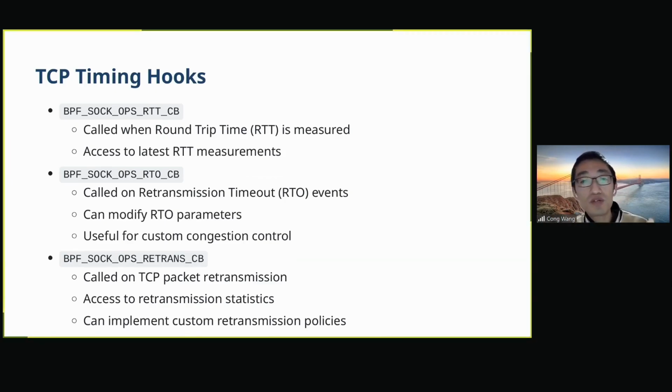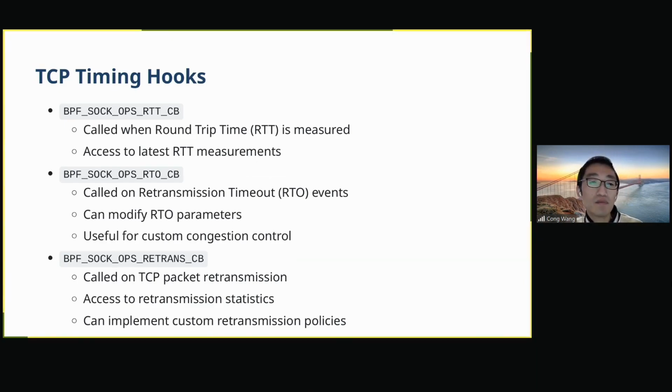The first one is triggered every time we measure the round trip time. So this is very useful if you decide to measure and store the round trip time by yourself. And of course, when it combines with the socket map, you could actually do something for the whole set of sockets related to the congestion control as well.